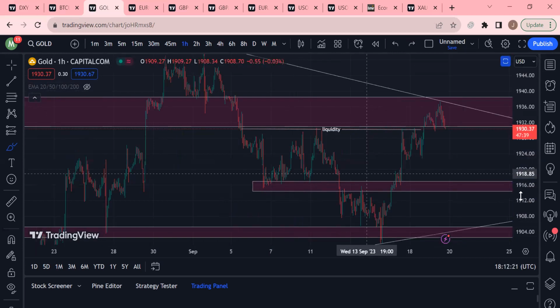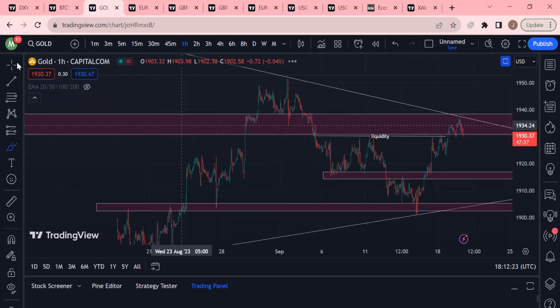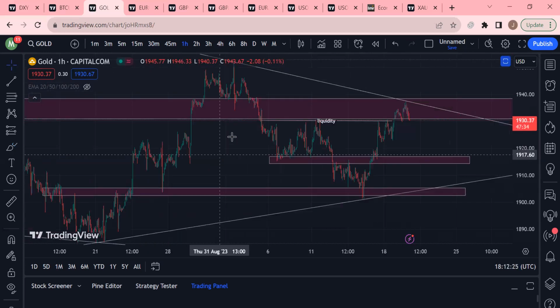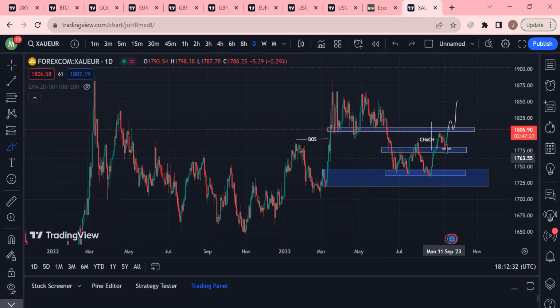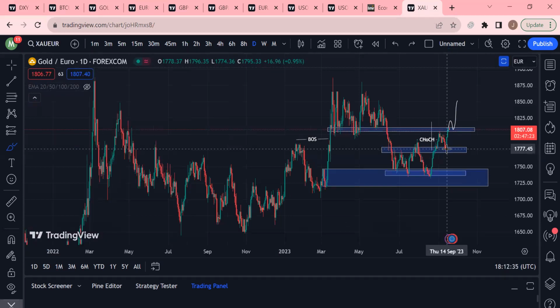Now let me show you something that is happening on USD right now. I think I should even bring it out. Let me bring it out. Look at Euro. This was September 14th, which was 5 days ago. This was gold euro, right? Now look at euro now.